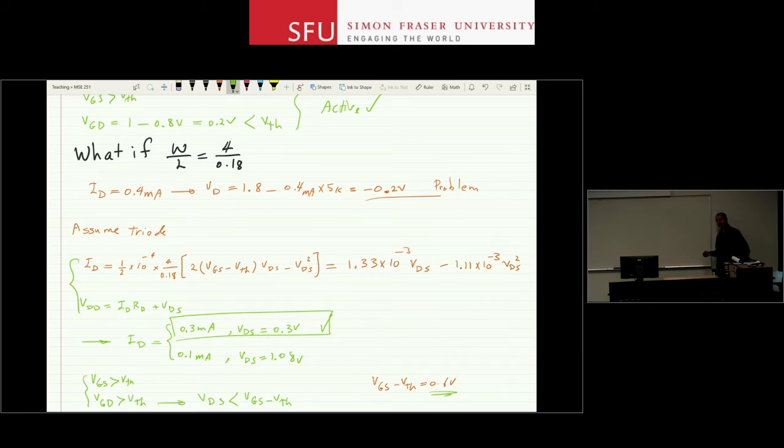And I don't really need to verify it anymore. You just showed that this makes the device in triode. I already know it is not active. I already know it is not cut off. So that's the correct answer, and I've solved the circuit.